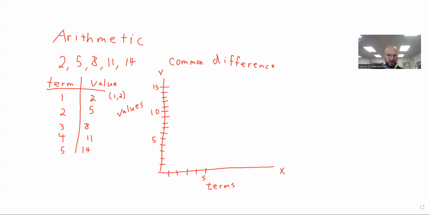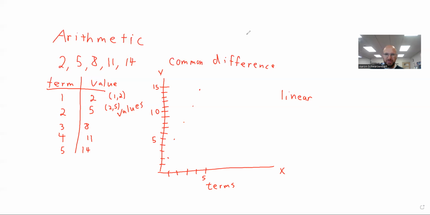Remember, discrete as dots is 1, 2. Go over 1 up 2. 2, 5. Go 2 horizontally over 2 and up to 5. 3, 8. 4, 11. 5, 14. This is part of the linear function. So all of my arithmetic sequences are going to be linear.